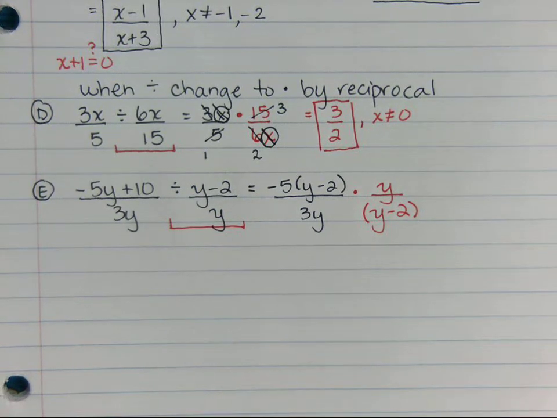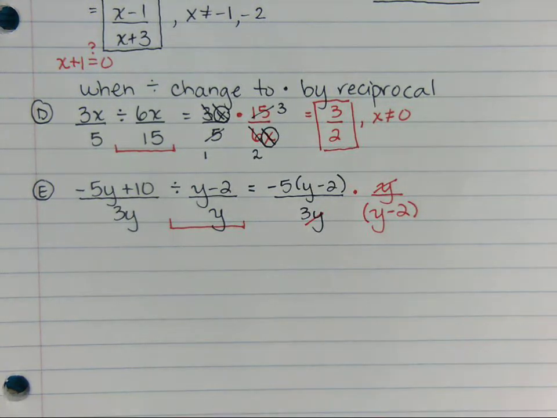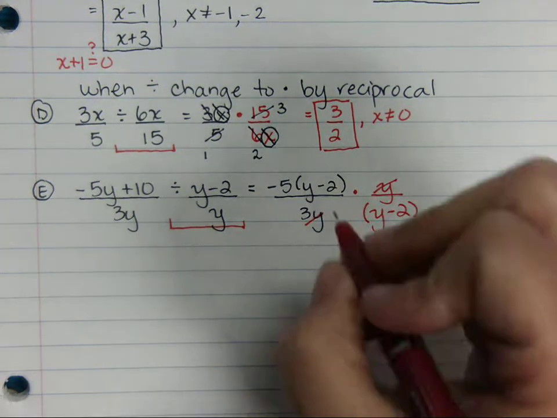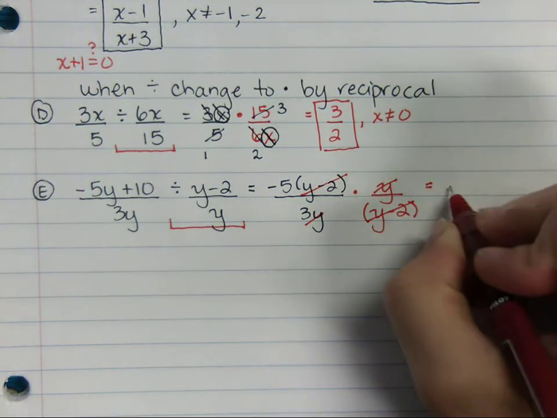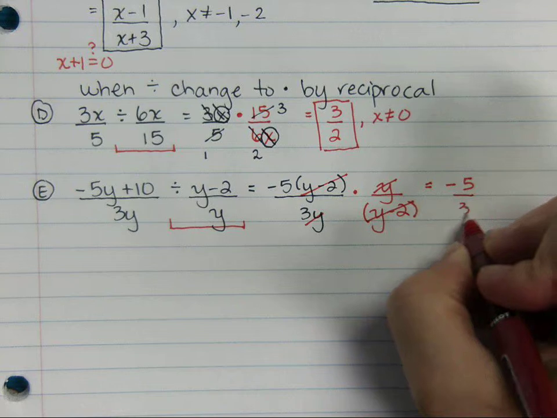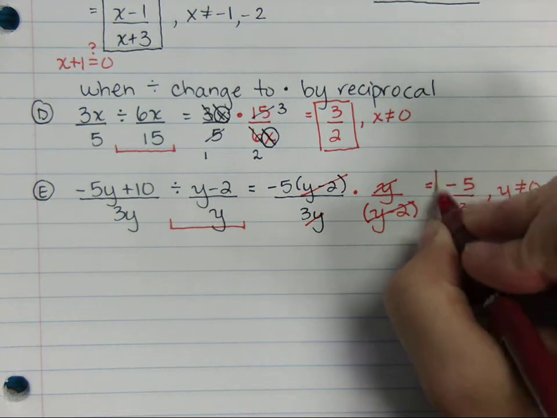So what do I have? I can cancel out a y. Again, that's going to create a restriction. And I can cancel out my y minus 2. And so all I'm left with is a negative 5 over 3. And I've got to remember the two values y could not be.